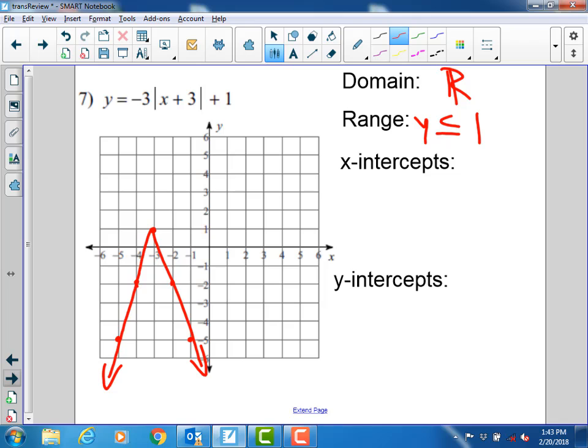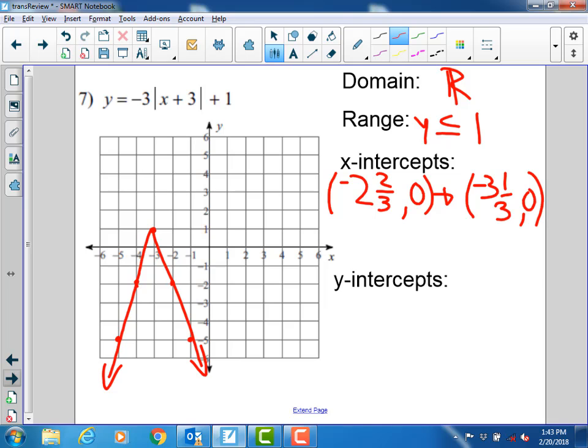And our x-intercepts, if we got a slope of 3, we know when we go down 1, we're going over by 1/3. So we would have x-intercepts at -2 and 2/3. And we would have another x-intercept at -3 and 1/3.